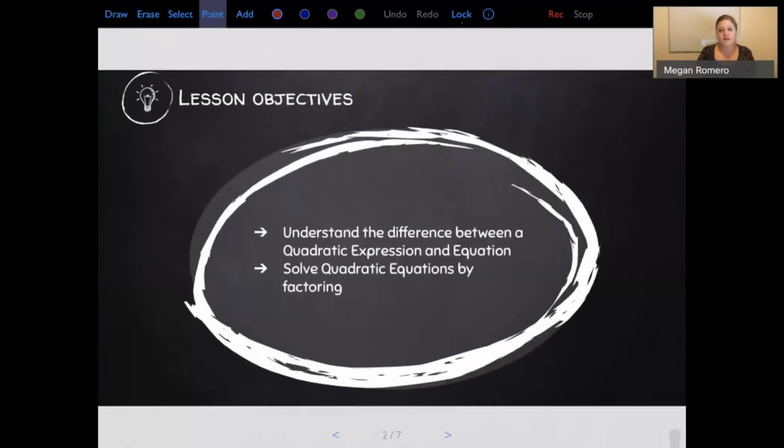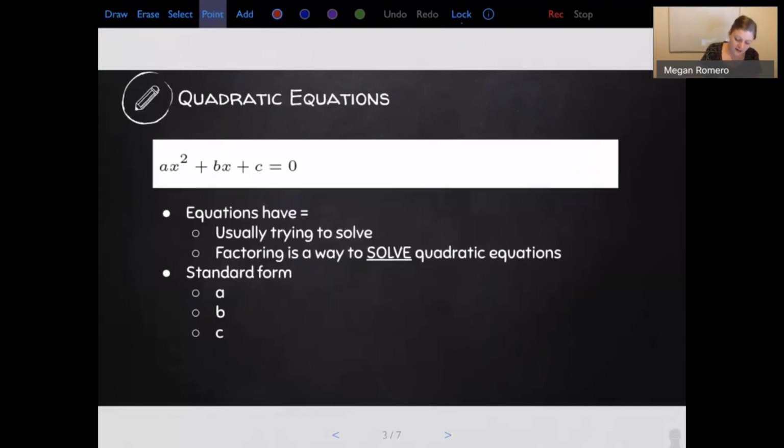Our objectives are we're going to understand the difference between a quadratic expression and an equation, and then we're going to solve quadratic equations by factoring. First, quadratic equations have an equal sign, which means we're usually trying to solve. Equals usually means that we're solving. So without the equal sign, we're typically trying to factor, and with the equal sign, we're typically trying to solve. Don't factor something that says solve, and don't solve something that says factor. Okay, make sure you're following the directions properly.